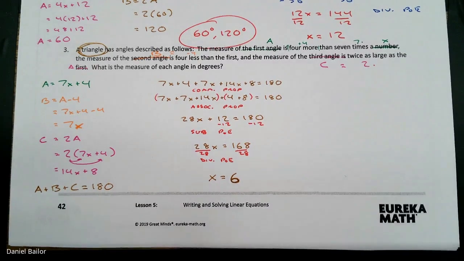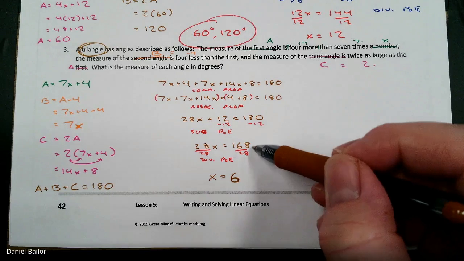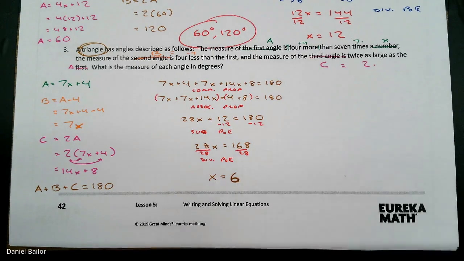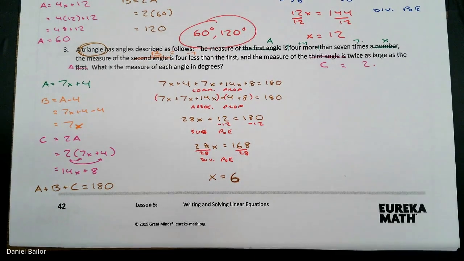I have a lot more training than you, so I could do it in my head. If you want to know how I did it in my head, I did 2 28s make 56, and 3 56s make 168. So that's 2 times 3 is 6. So there's 6, but it might be easier if you use a calculator or long division. So now I know x is 6.